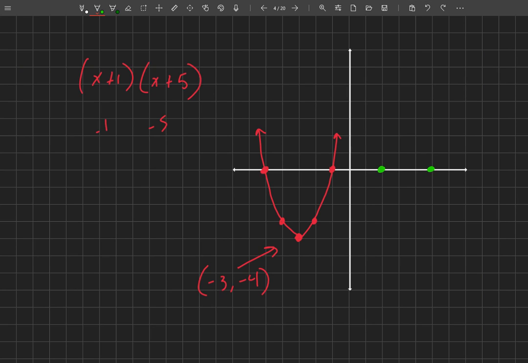So in those cases where it doesn't line up perfectly with our dot system, or you can't factor it at all, you need some way of finding out what this vertex is. All right? And that's what we're going to do today. We're going to figure that out.